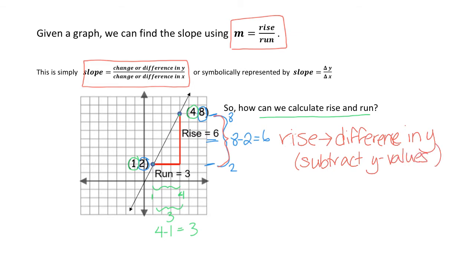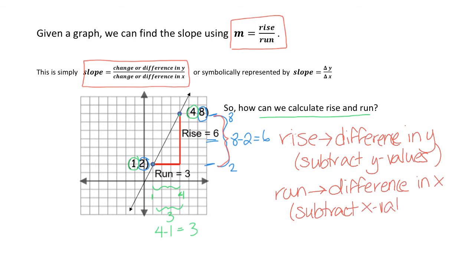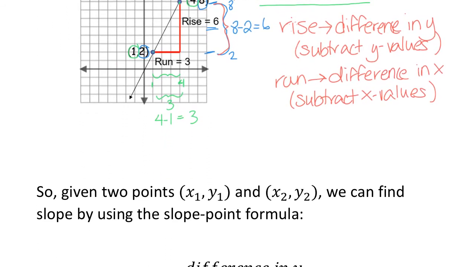And that's for my rise. My run, that's just my difference in the x values. And so what am I going to do? I'm going to subtract the x values. Okay, so that's all it is. And I don't need a graph to help me do that. I can just go ahead and take a look at the y values in the points and the x values in the points and subtract them to get my rise and my run.